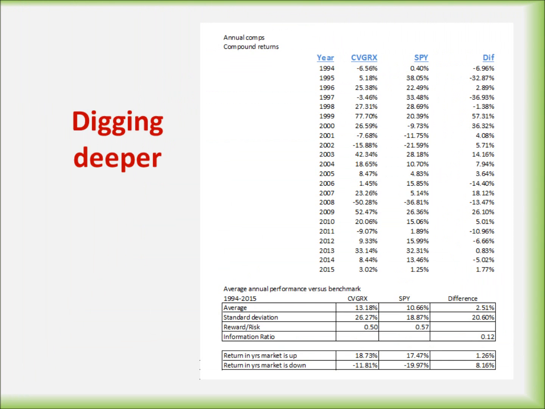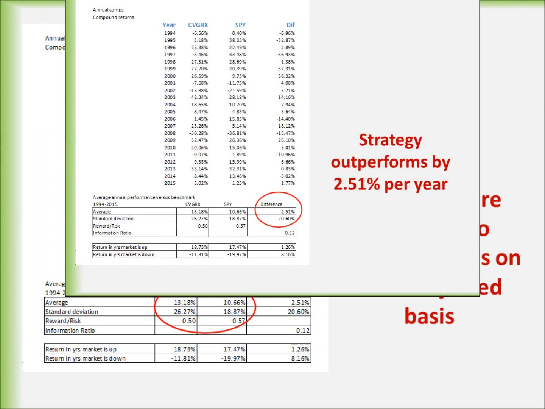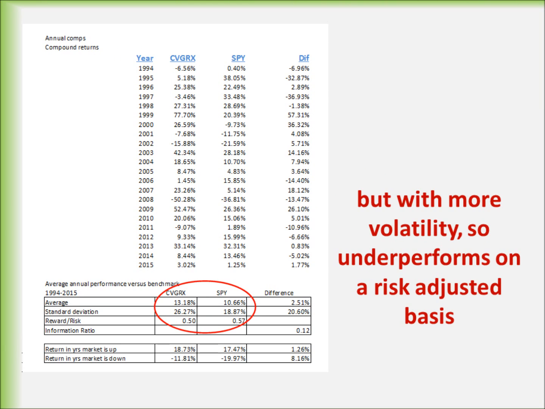So let's dig a little deeper, download the data, and tabulate the returns for each strategy by year and see what's going on. What I like to look at is the average annual returns, not the compound returns. It gives a more balanced view of performance. So we look at average returns, the standard deviation, the reward to risk, and compare how the strategy does in years when the market is down and years when the market is up. And the strategy does outperform by 2.5% per year, but with more volatility, 26.2% versus 18.8%. On a risk-adjusted basis, the SPY actually does better.